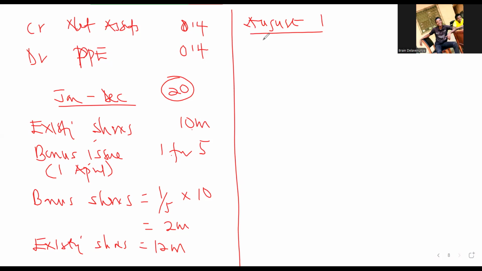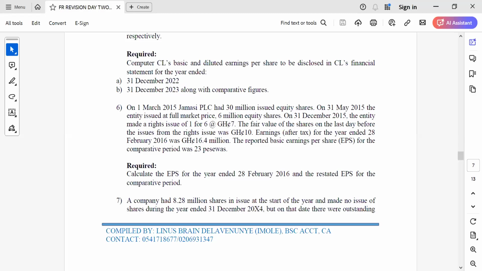So what you have to do is find the value of the share. Okay, someone sent a question. Let me see if I can use that question to demonstrate whatever I want to do. So let me check. A minute. Okay, let me check this. Okay, let me use this one to just solve.